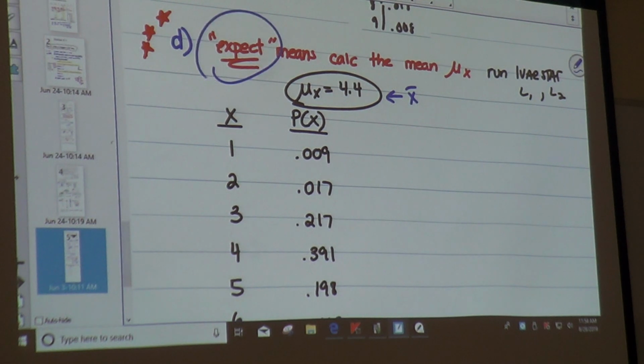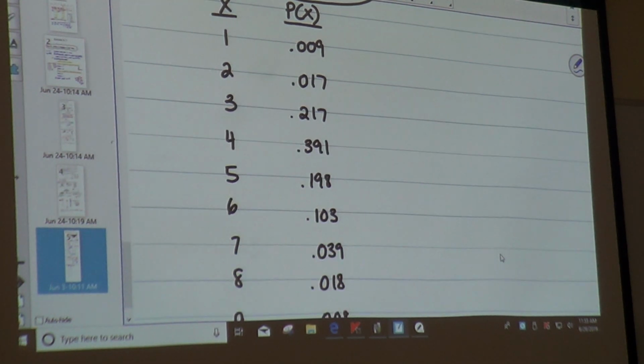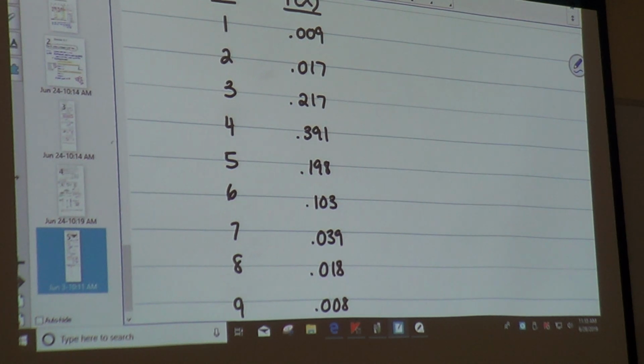What's telling me to do that is the word expect. Expect means that you're trying to find that mean. Good? Questions?